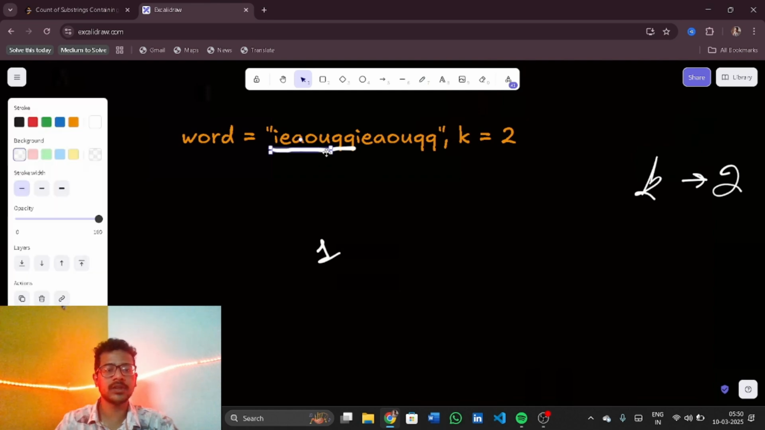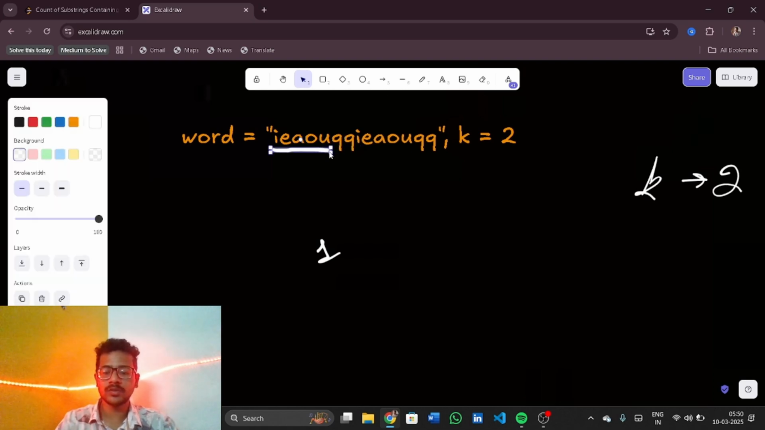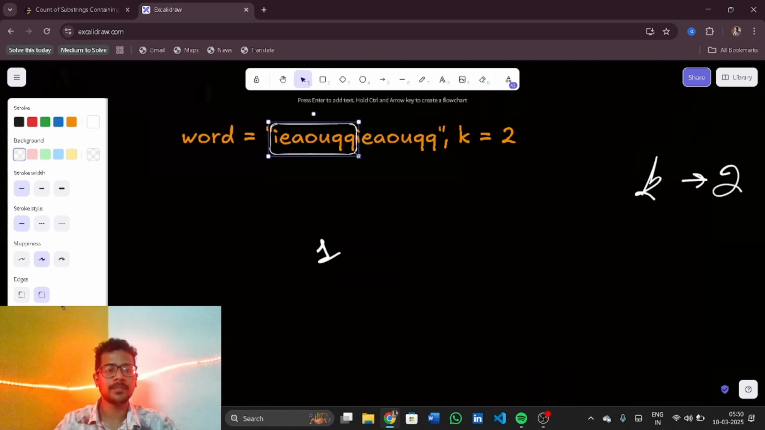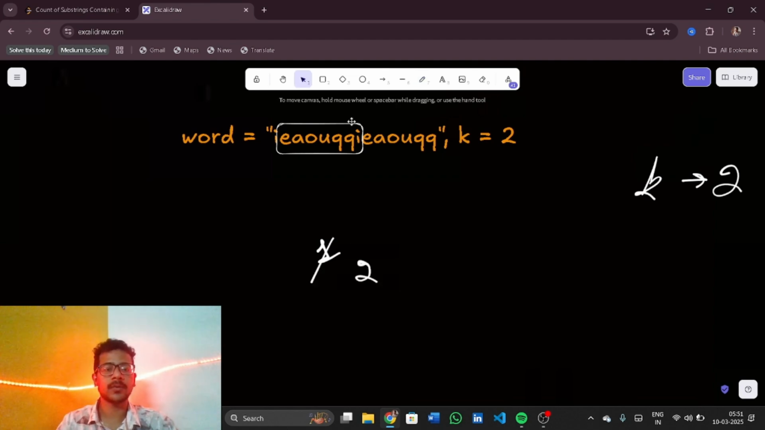Let me move this further to the next. Let me move this further with a sliding window. Here I am. Now, this was my first substring which is valid. Now, let me move further. Now, I have A, E, I, O, U, 5 vowels and I have 2 consonants. If you see, I have 2 consonants. So, the number of valid substrings are 2 till now.